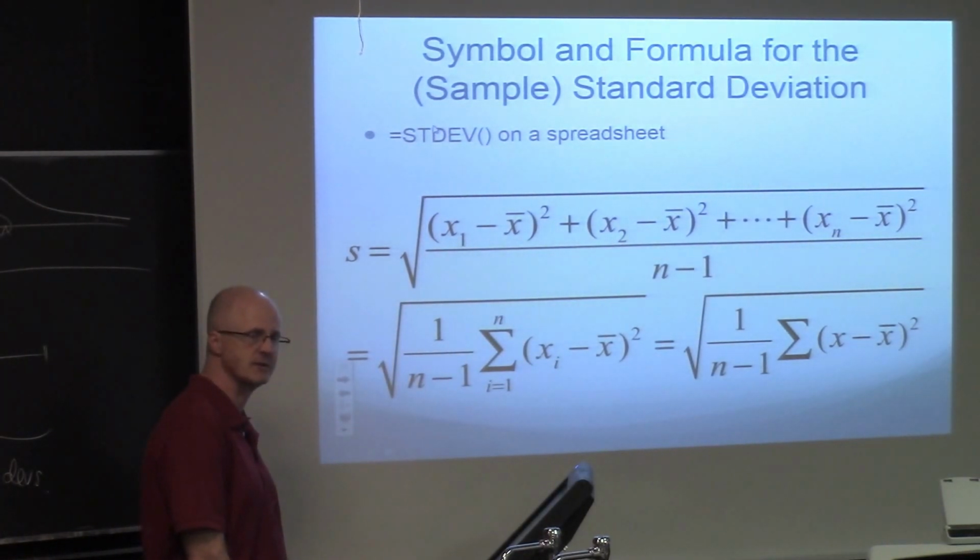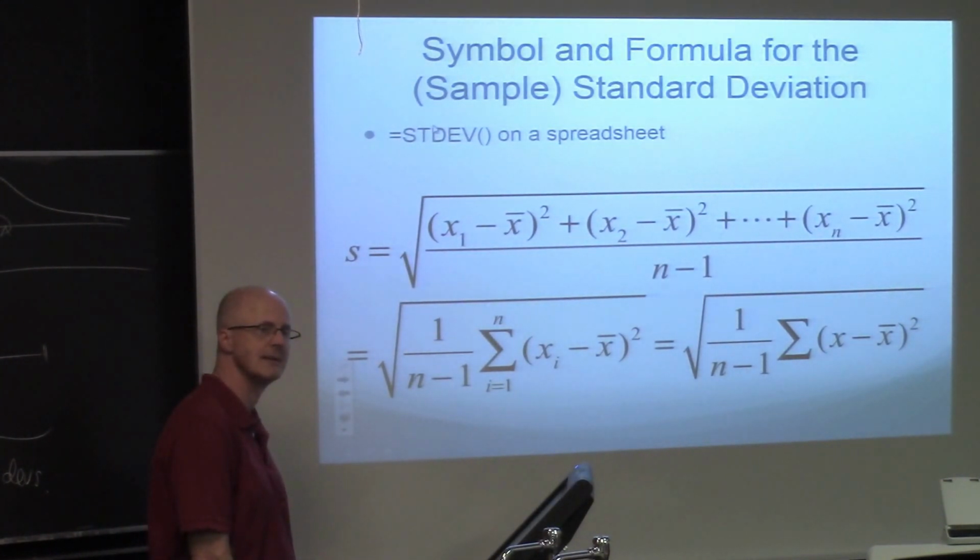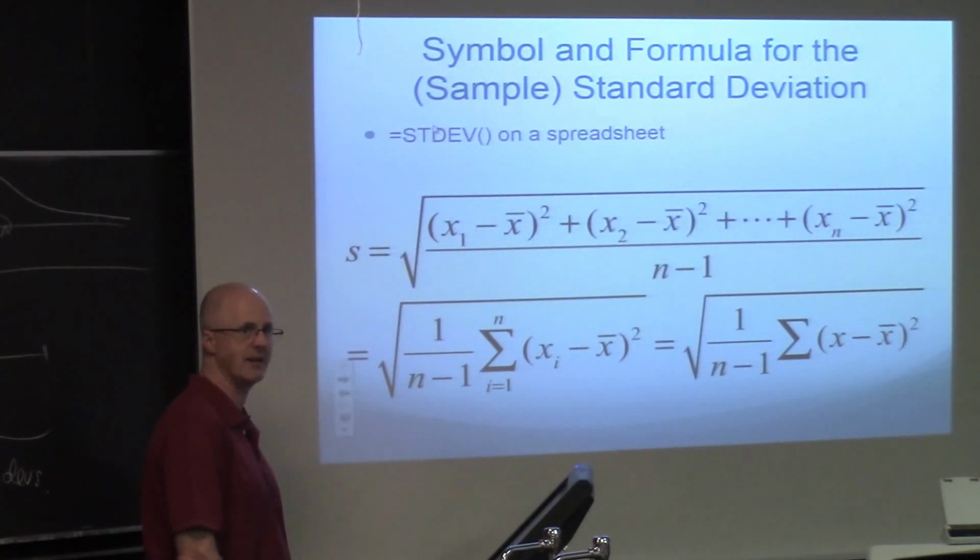Then square those differences. Then add up those squared differences. Then divide by n minus 1. Then take a square root. The square root gets done last.